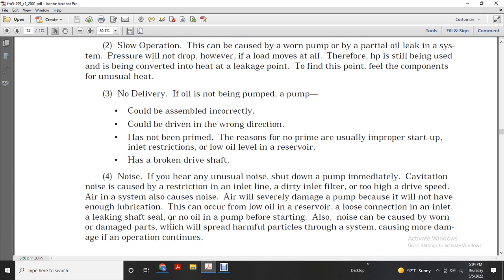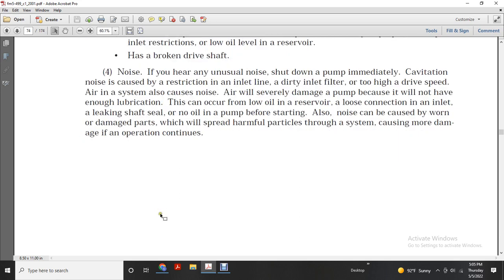Noise. If you hear an unusual noise, shut down the pump immediately. Causes include cavitation noise, a restricted inlet line, or a dry inlet filter. Avoid running dry. Air in the inlet can also cause noise that severely damages the pump because it does not have enough lubrication. This occurs with a low oil reservoir, a loose inlet connection, or a leaking shaft seal with no oil pumping at startup. Noise could be caused by worn or damaged parts that spread harmful particles through the system, causing more damage as the operation continues.